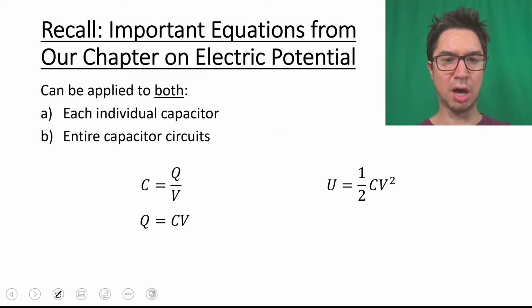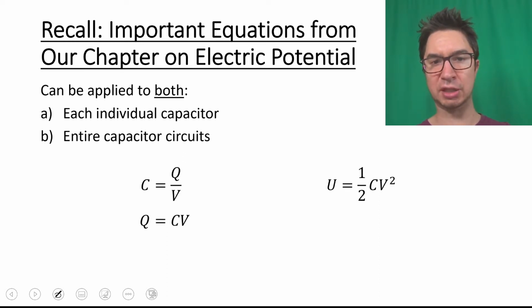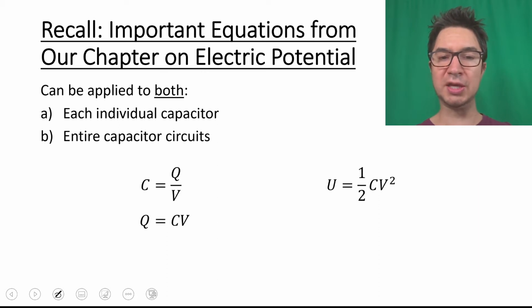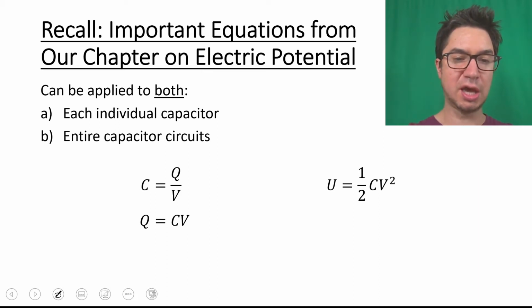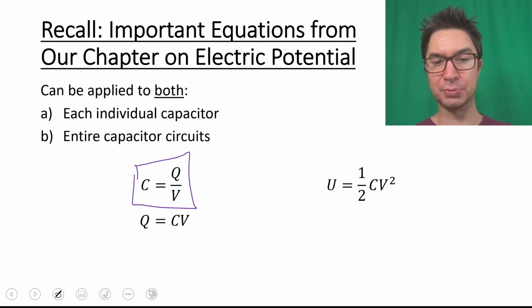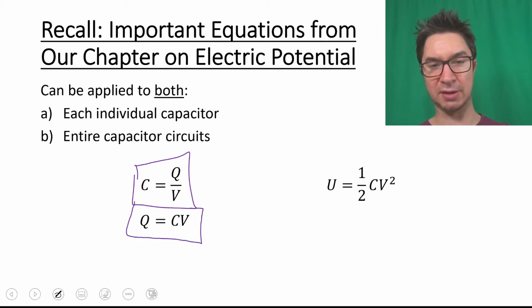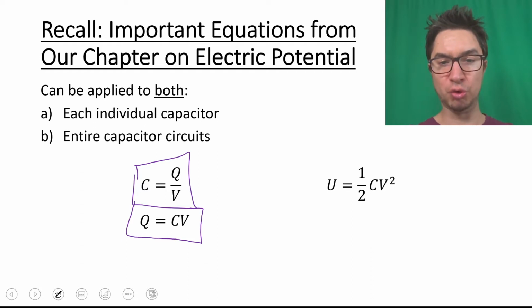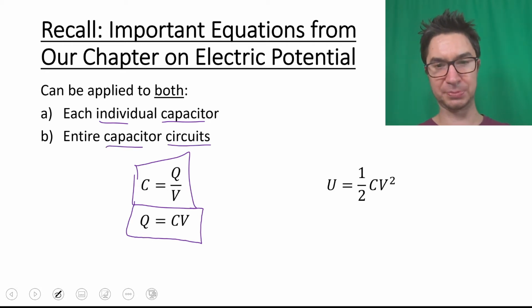All right, let's get into some introductory concepts involving some old equations that we want to bring back. So in our previous chapter, we looked at electric potential, and we defined capacitance as the amount of charge that could be stored per unit voltage. And if you rearrange that equation, we can get the amount of charge is the product of the capacitance and the voltage. Now, this rule we're going to learn can be applied to both individual capacitors and entire capacitor circuits.